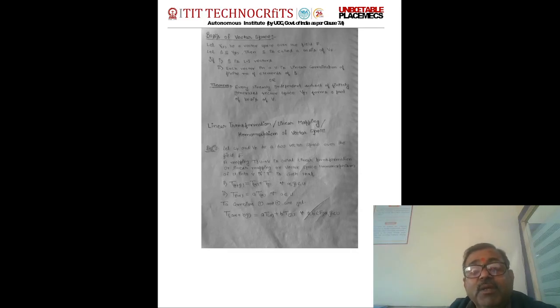If these three conditions are satisfied, then the given mapping is said to be a linear transformation. For example, T is defined from V3 to V2 as T(x1, x2, x3) equal to (x1 minus x2, x2 plus x3). Then T is a linear transformation.